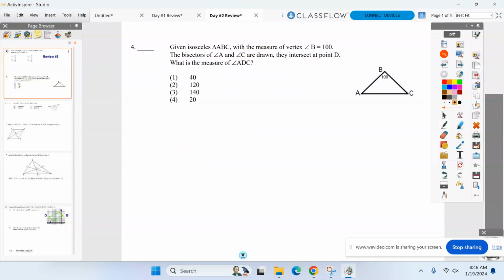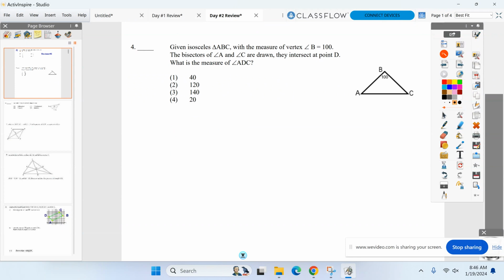All right, so that angle's 100. What do I know about the other 2 angles? Before I do any addition to my diagram here, if that's an isosceles triangle, angle B is 100. What do I know about A and C? They're congruent, right? The vertex angle is the non-congruent angle. So I already know A and C are going to be congruent. And what am I drawing in? The bisectors.